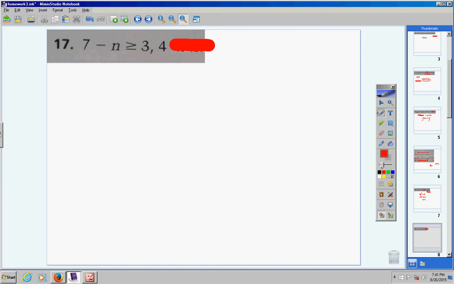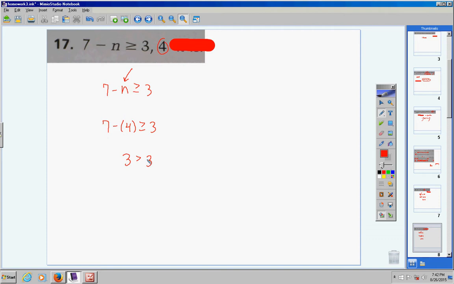Pretty simple problems here. Okay, your inequality is 7 minus n greater than or equal to 3. We're going to test 4. So where the n is, we're going to put 4. 7 minus 4 greater than or equal to 3. Well, 7 minus 4 is 3. Is 3 greater than 3?